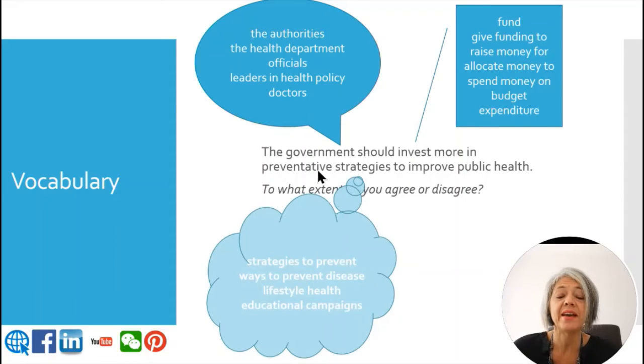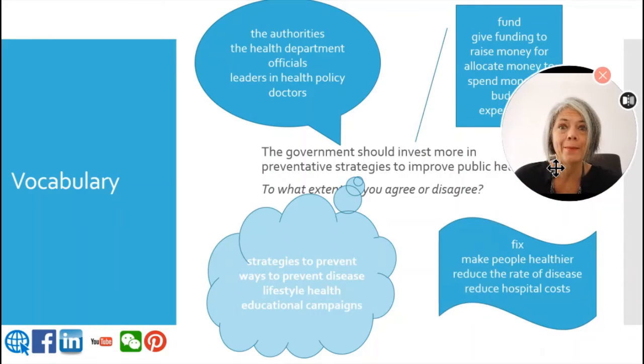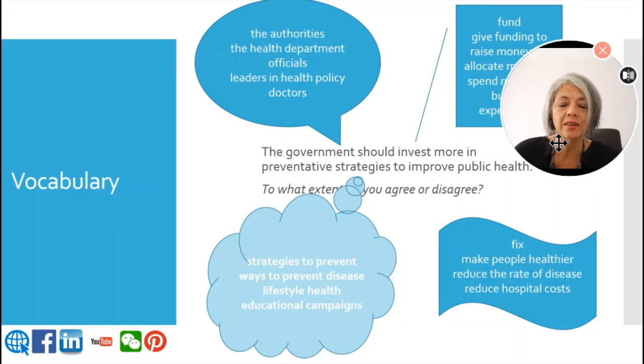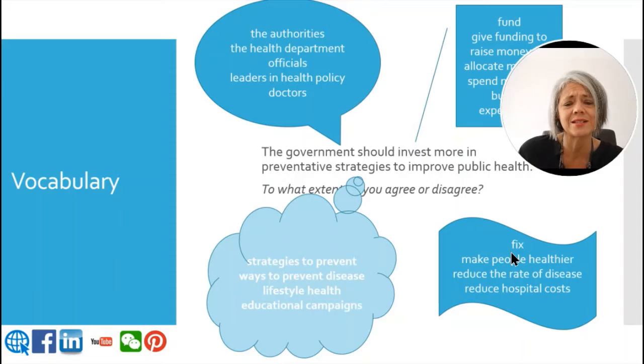The next idea is preventative strategies. You could write strategies to prevent, ways to prevent disease, lifestyle health, and here is an example, educational campaigns. There's one more idea in the question. It is improve public health. Improve public health. Maybe you could use the verb fix, but fix is too strong. It's very hard to fix someone's health. So maybe you could write make people healthier, reduce the rate of disease, reduce hospital costs. So you see there are many ways to make your vocabulary a wide range and you don't copy.